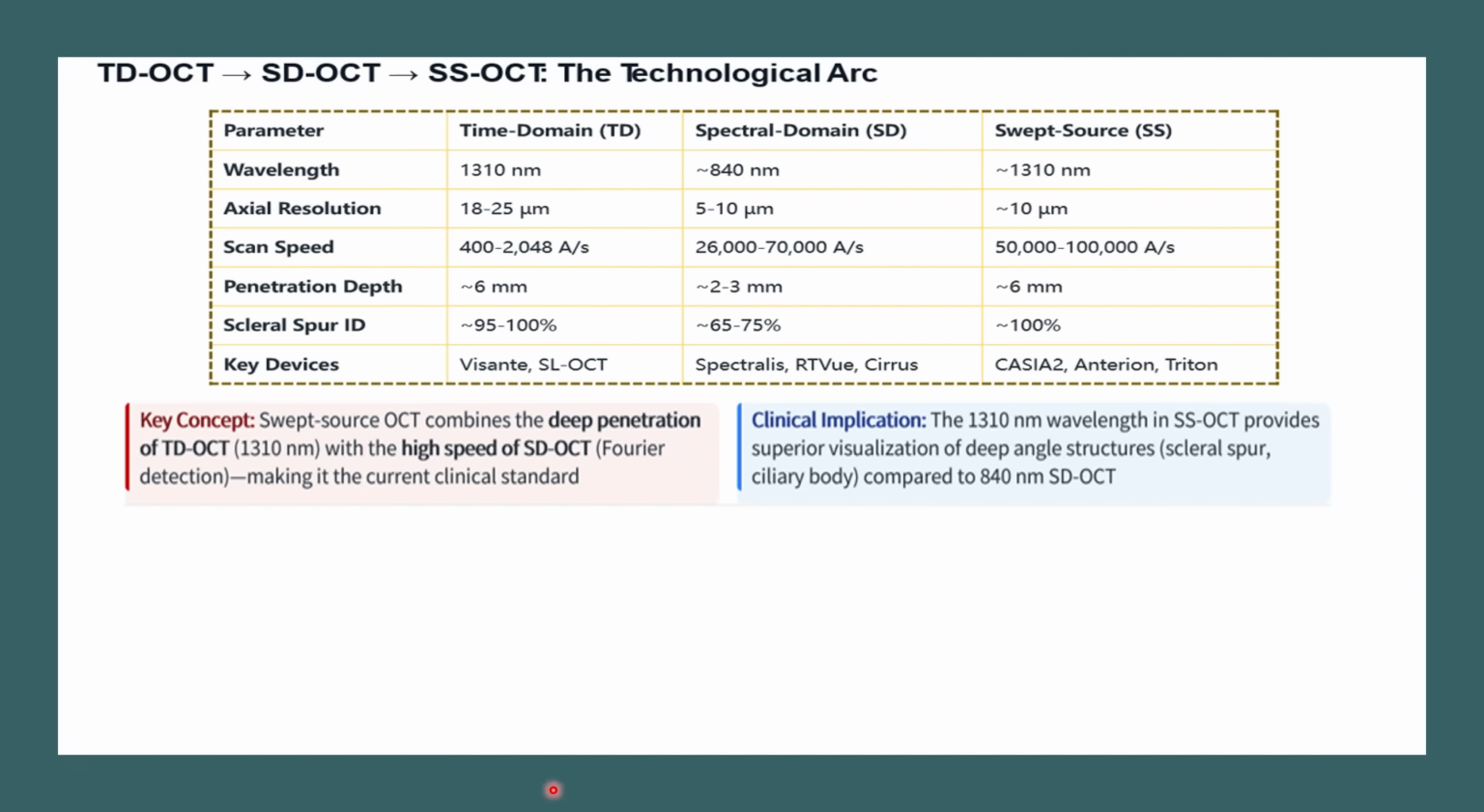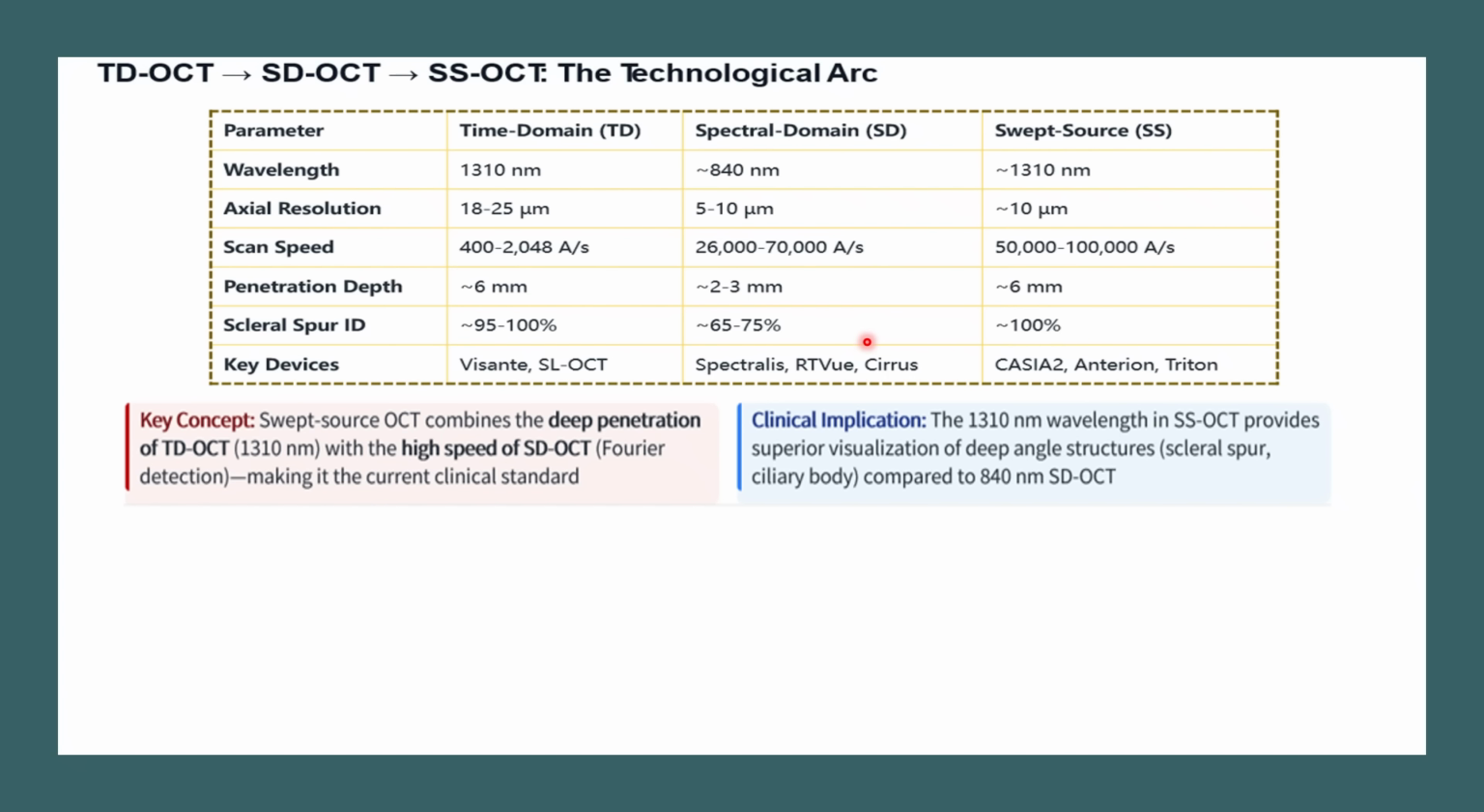Now I will provide a quick comparison between the three main systems of OCT. That's the time domain, spectral domain, and swept source OCT. The first difference is the wavelength. Now the wavelength of the light source plays an important role in the penetration of the tissues, so that, as you can see, the swept source has very good penetration because it uses a wavelength of 1310, the same as the time domain. However, the spectral domain uses a shorter wavelength. That's why it has poorer penetration.